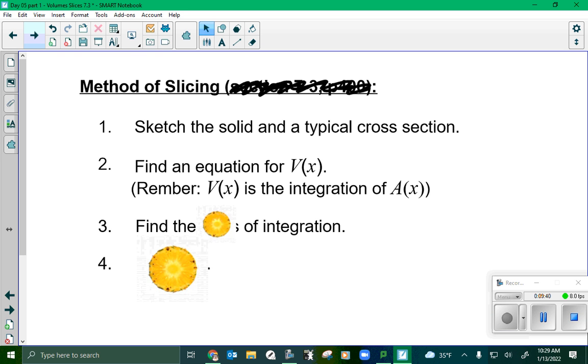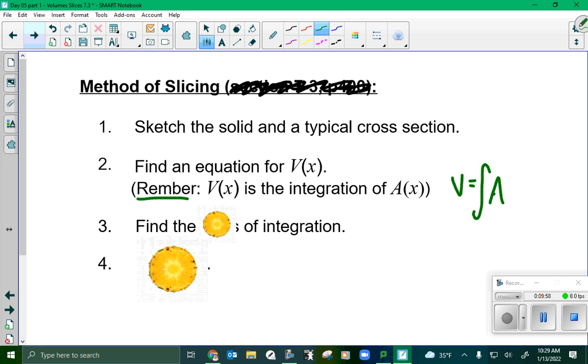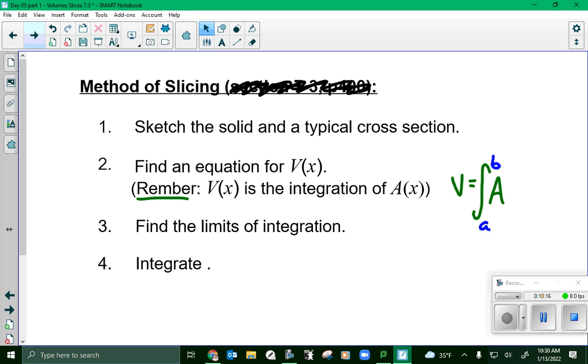Okay, now we need to find an equation for volume. Now, remember, I want you to remember. That means you're going to extra remember something. That volume is just the integration of whatever the area is. Okay? Well, if we want a number and not just an equation when we integrate, we're going to need some bounds or some limits. We're going to need a lower limit and an upper limit. And then let's just do the math and integrate it.